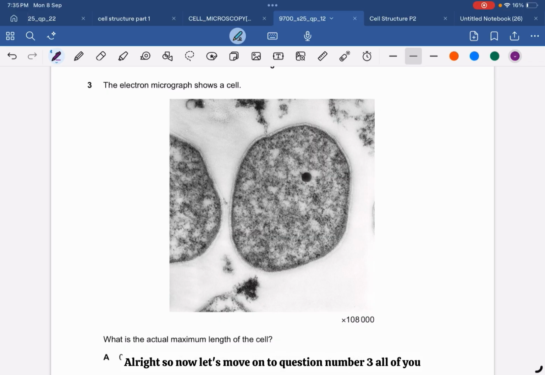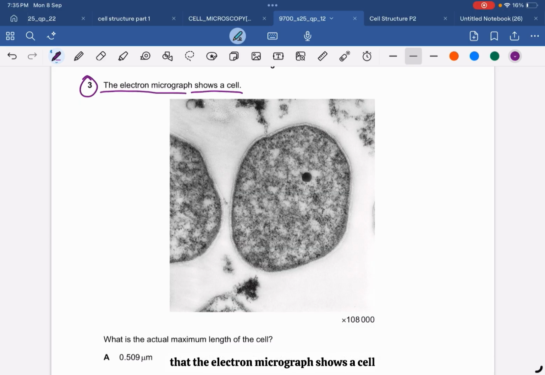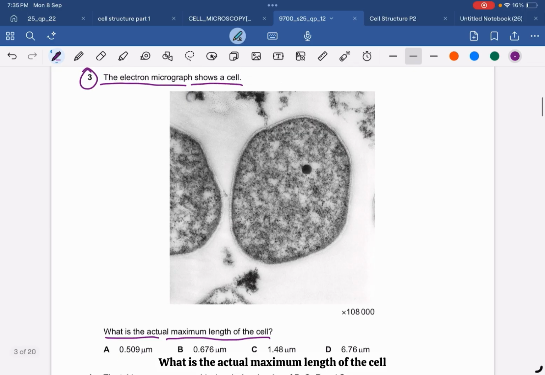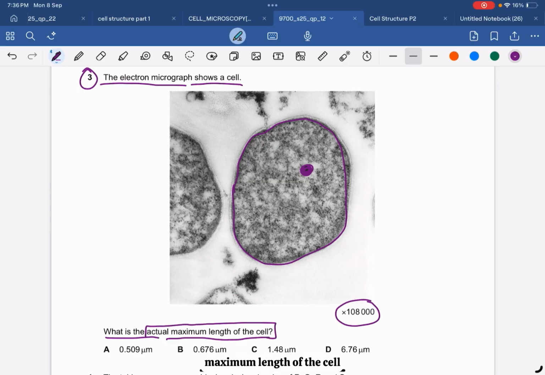Alright, so now let's move on to question number 3. Question number 3 says that the electron micrograph shows a cell. What is the actual maximum length of the cell? They have given us the magnification over here, and in case you are wondering where the cell is, this is the cell over here, and this is most probably the nucleus of the cell. They are asking us to calculate the actual maximum length of the cell.